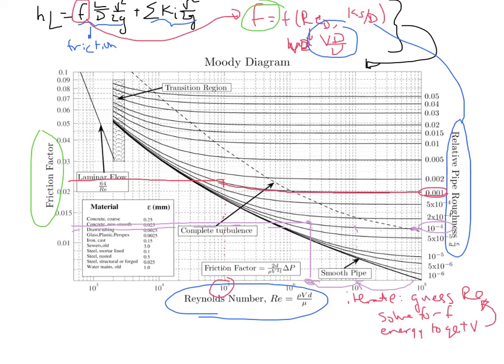The last thing I'll point out on the Moody diagram is the laminar flow regime on the left-hand side. This is at a Reynolds number of 2,000. Below 2,000, the curve is linear on this log-log scale, and it represents 64 over the Reynolds number, which in our last lecture we talked about as the exact friction coefficient for laminar flow. All right, kind of a messy slide here, but hopefully this shows you a little bit about how to use the Moody diagram.